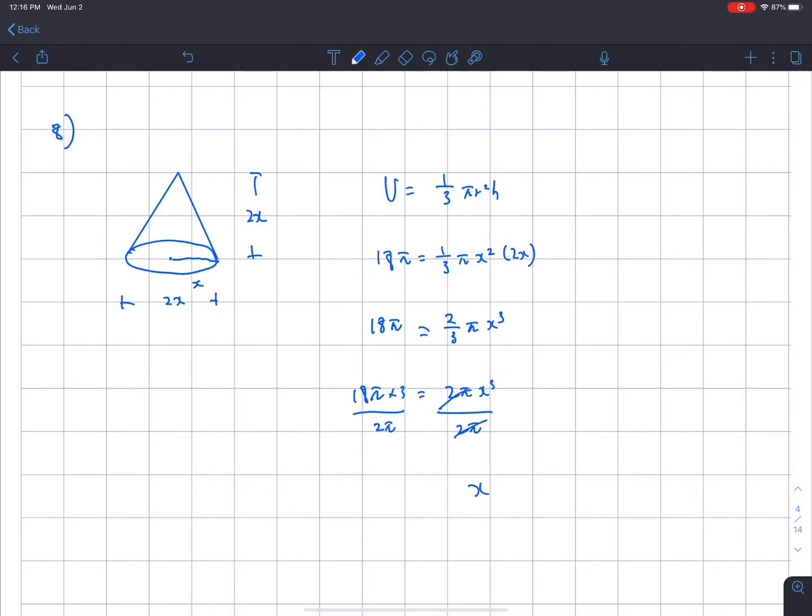Cross that out, we get x to the power 3 equals, we can also cross out the pi here. So this becomes 18 times 3 divided by 2. We get 27. Taking the cubic root on both sides, we get x equals 3. And that's the radius. The radius is x. And this is in centimeters.